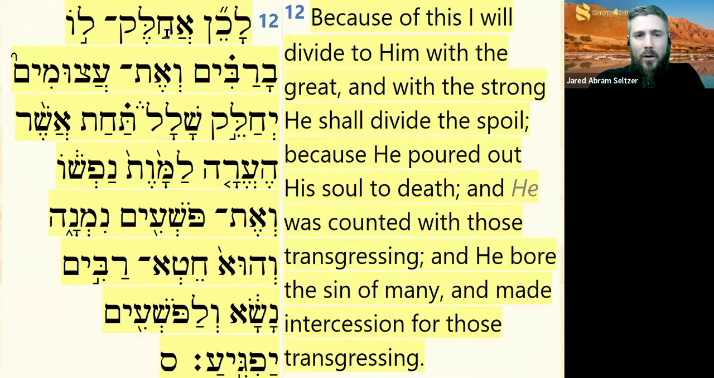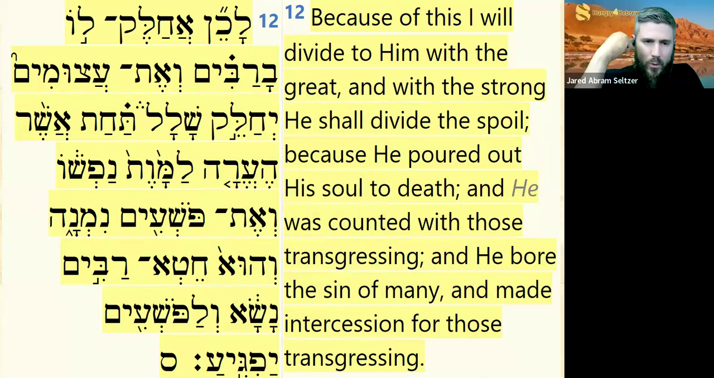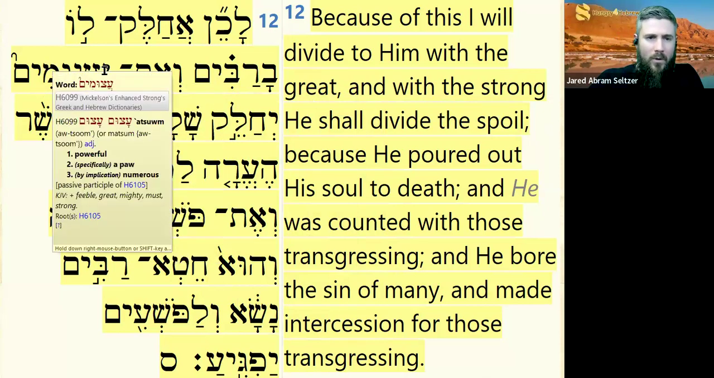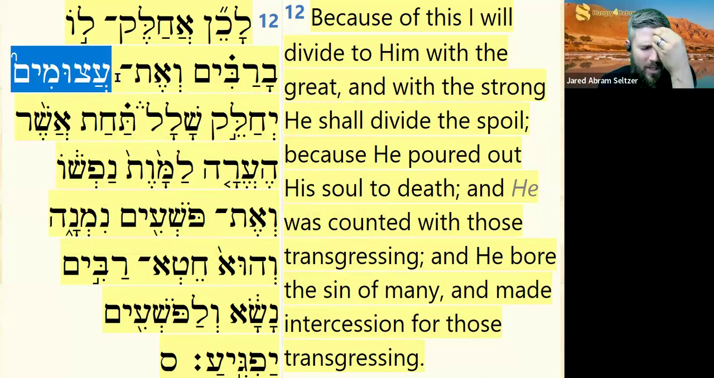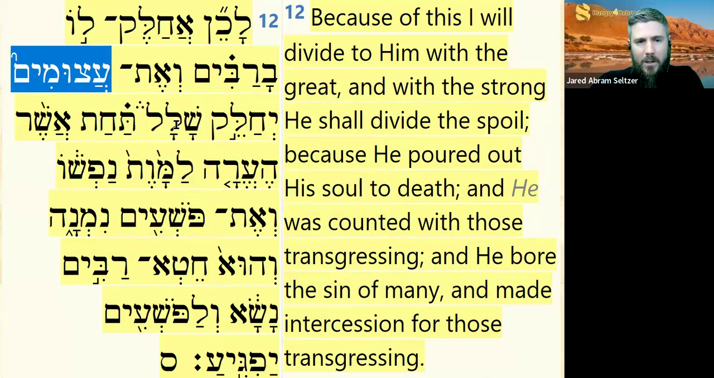Lachen achalek lo, because of this, or therefore, I will divide for him, v'rabim, with or among the many. Here they say great. And those are the atzum, another word used in the Exodus for how great Israel was. We get rabim, atzum, and there's one other word. So this also has to do with powerful, strong, many, mighty. Yichalek shalal, he shall divide the spoil.